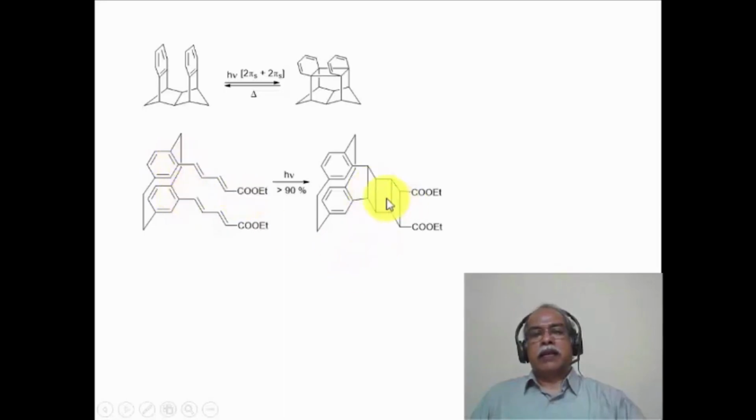So that gives a ladderane kind of structure. The 2+2 cycloaddition reaction between this diene and this diene essentially gives these 4-membered rings, resulting in the formation of a ladderane kind of structure in this particular case. Very interesting examples of 2+2 cycloaddition reactions are shown here.